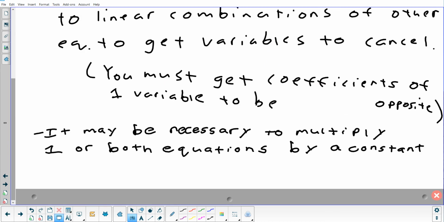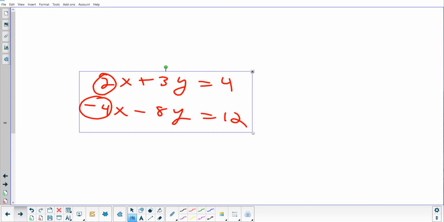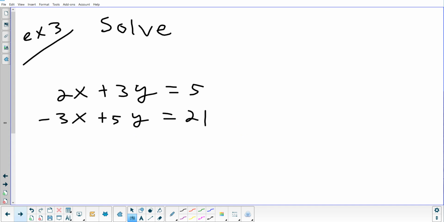So as I said, it might be necessary to multiply one equation by a number, or you might have to multiply both. All right, so looking at this one, and assuming we're not going to multiply by fractions, because that gets kind of messy, do you think we're going to multiply one equation by a number, or both? Yeah, we are going to have to do both.